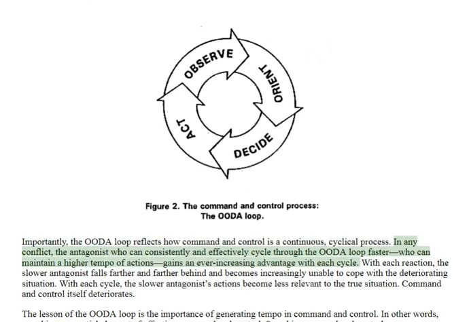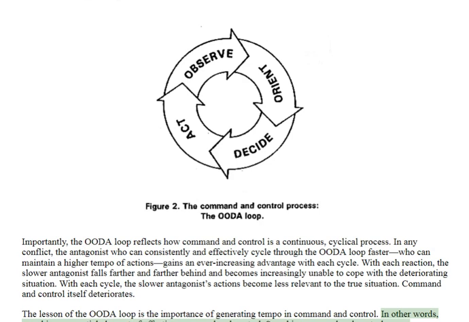In any conflict, the antagonist who can consistently and effectively cycle through the OODA loop faster, who can maintain the higher tempo of actions, gains an ever-increasing advantage with each cycle. With each reaction, the slower antagonist falls farther and farther behind and becomes increasingly unable to cope with the deteriorating situation. With each cycle, the slower antagonist's actions become less relevant to the true situation. Command and control itself deteriorates. The lesson of the OODA loop is the importance of generating tempo in command and control. In other words, speed is an essential element of effective command and control.